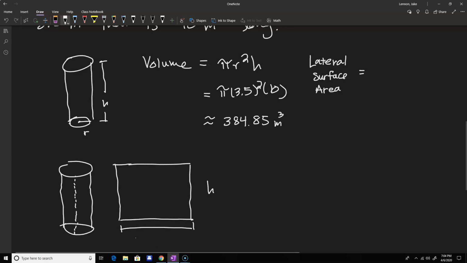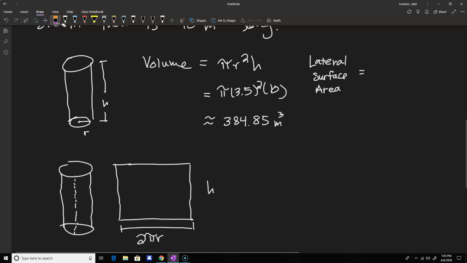So the base here would be 2 pi rh, which is our circumference formula. So a lot of these 3-dimensional formulas come from the 2-dimensional formulas that we learned. So the lateral surface area here would be, sorry, I included the h in the base. The base should just be 2 pi r.